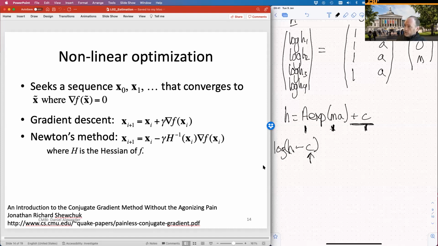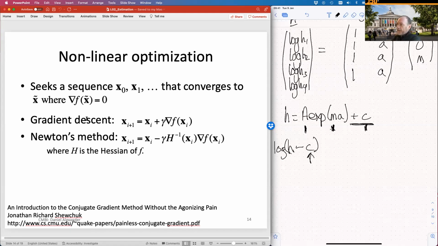So nonlinear optimization tools in general seek some kind of sequence of combinations of parameter values, x0 as a starting guess that we gradually then refine, x1, x2, x3, that somehow converges to our parameter estimate where the gradient of the objective function is 0. So it seeks a combination of parameter values where the gradient of the objective function is 0, so that it's either maximized or minimized. And there are various strategies for doing that.